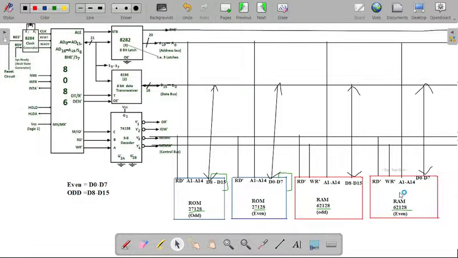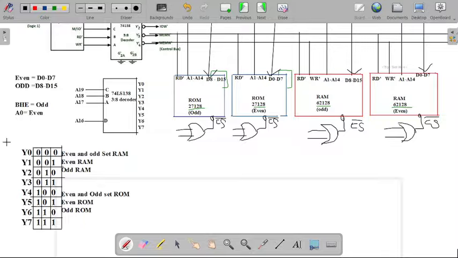So now we are done with our connections for the read and write signals, then the address bus and the data bus. Now we have to check the even and odd memory bank selection in our diagram. So now let's check our diagram and how we are connecting these lines.